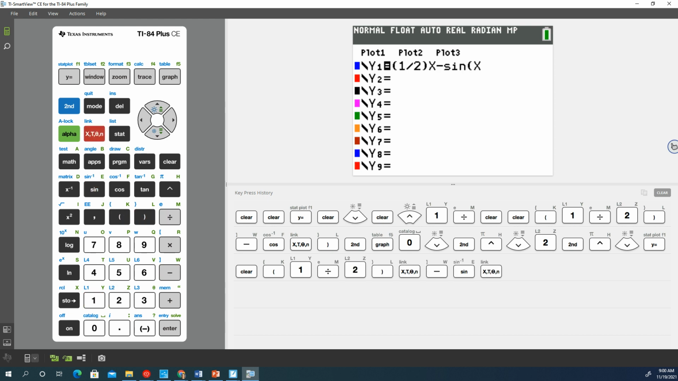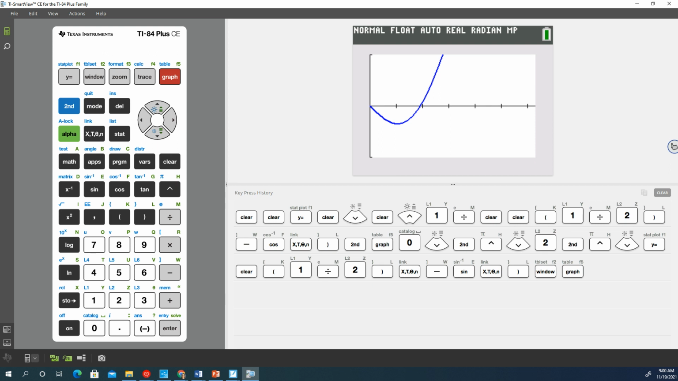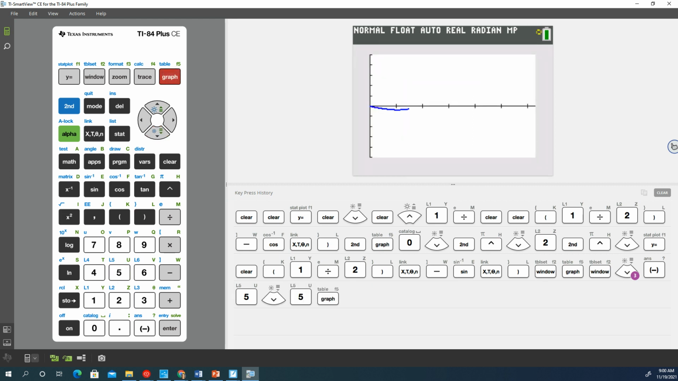And we're only looking at 0 to 2 pi. Okay, it's already set. Oh, this goes a little higher. Better zoom out here. Let's try that. There we go.